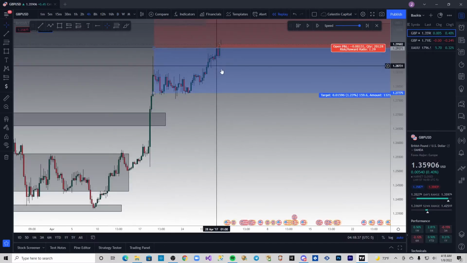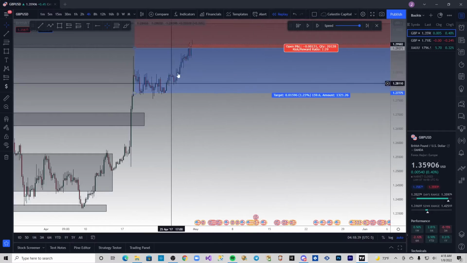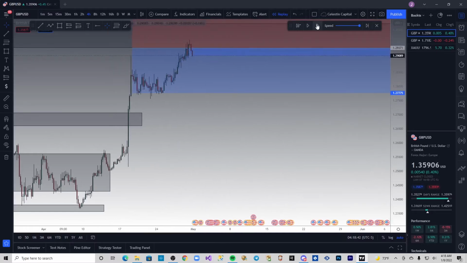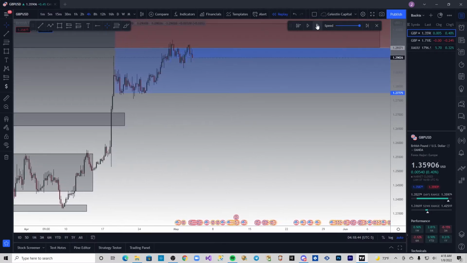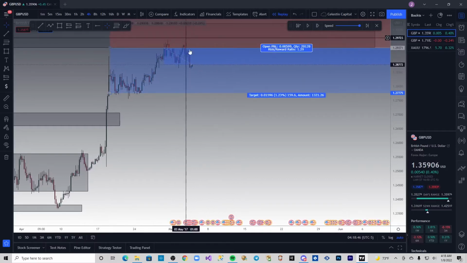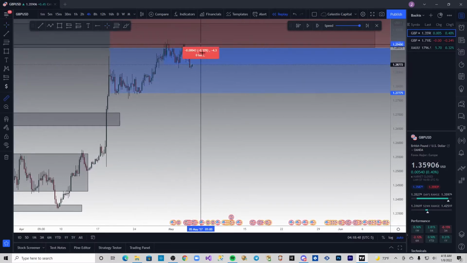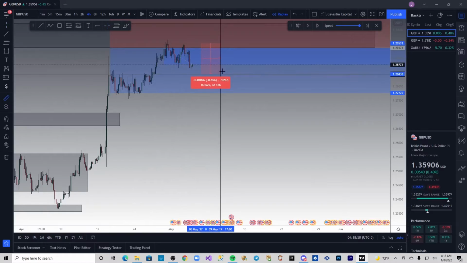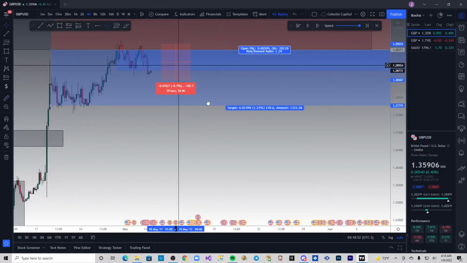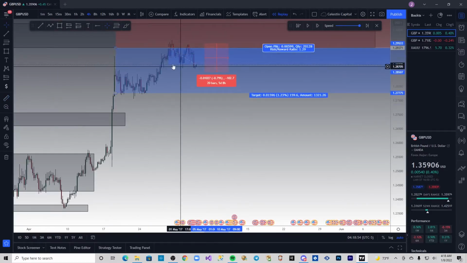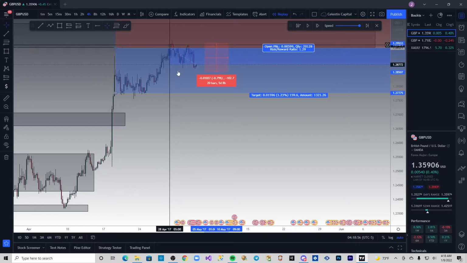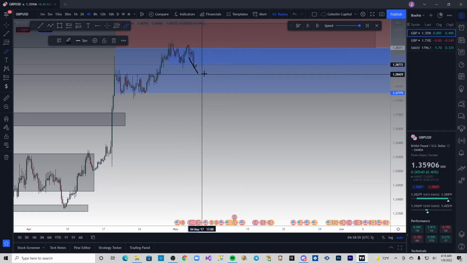If we drop down to the 4 hour, we're probably coming down to mitigate one of these demand zones right here. So as you can see, we're mitigating it. So you can catch these down moves back down to these demand zones, right? So you don't have to ultimately wait, as I told you before, for price to come down here to take a buy order to the upside.